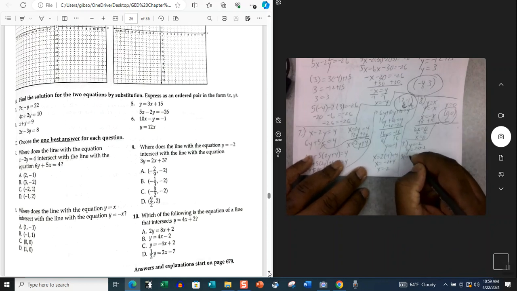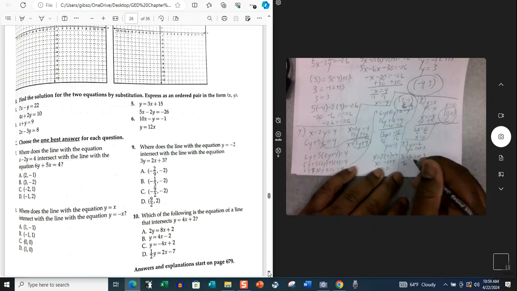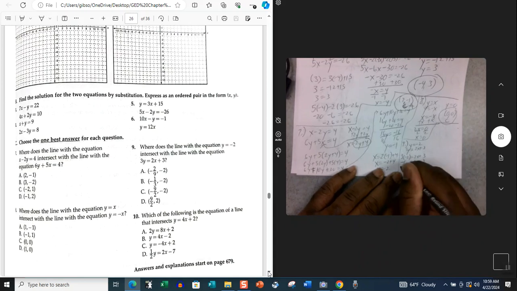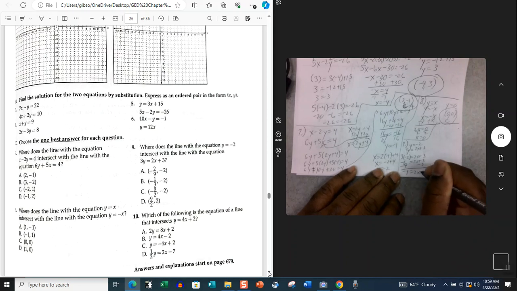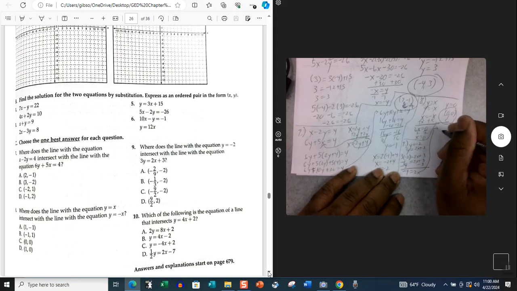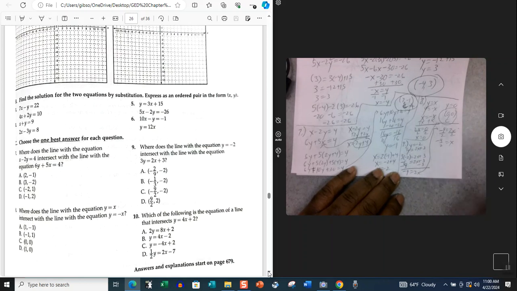So now all we have to do is substitute in negative 2 for y and solve for x. So we have 3 times negative 2 is equal to 2x plus 3. 3 times negative 2 is negative 6, equal to 2x plus 3. We'll subtract 3 on both sides. So negative 9 is equal to 2x. Divide each side by 2, and negative 9 halves is equal to x.